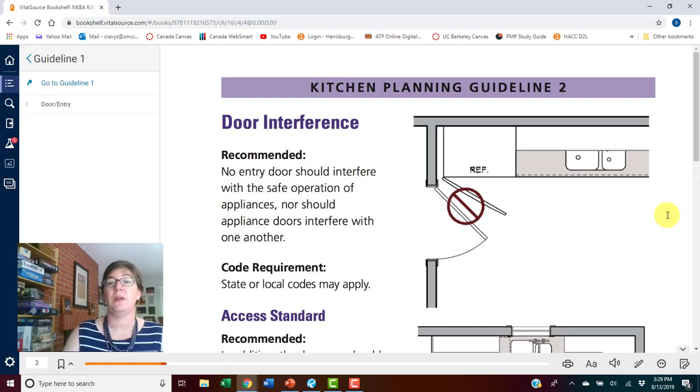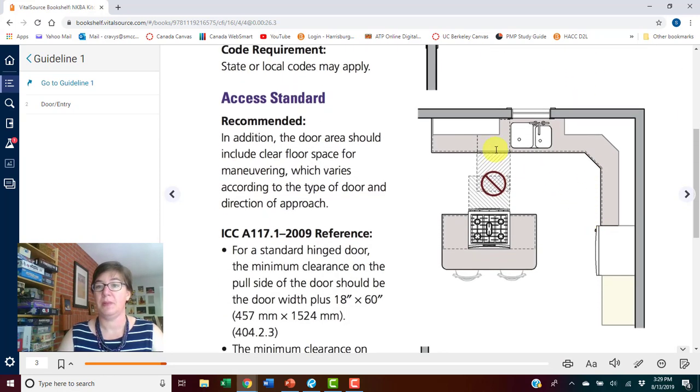So in the picture here you see a refrigerator door and an access door. And then if I scroll down, here's an example of appliance doors. This would be a dishwasher door folding down and an oven door. Okay, you never want to design a kitchen where those are going to possibly hit each other.